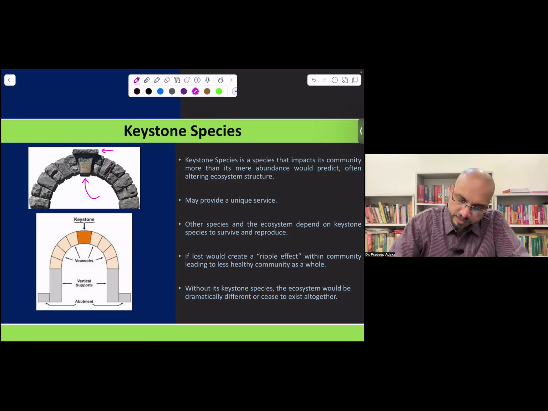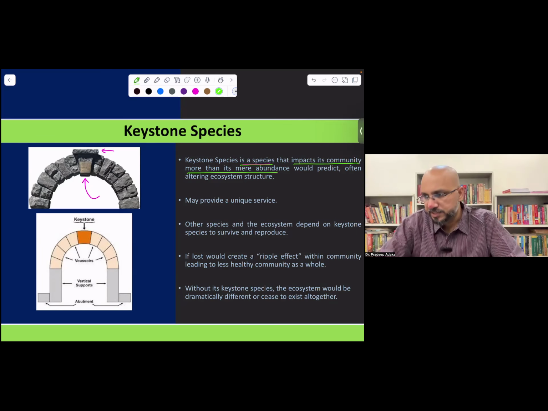Okay, so a keystone species is a species that impacts its community more than its mere abundance would predict. Normally, if a species is abundant, I mean the population of a species is more, it will obviously impact the community more, right? Generally. Like for example, take the case of humans, Indian elections, for example.